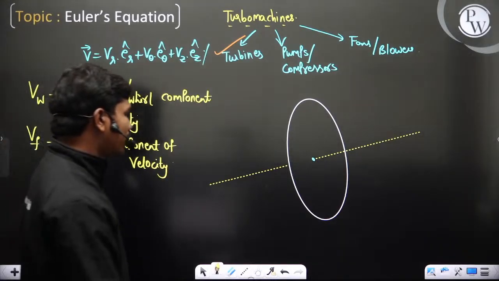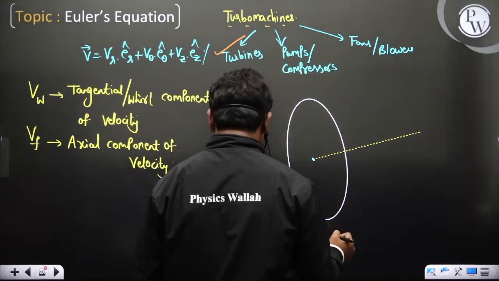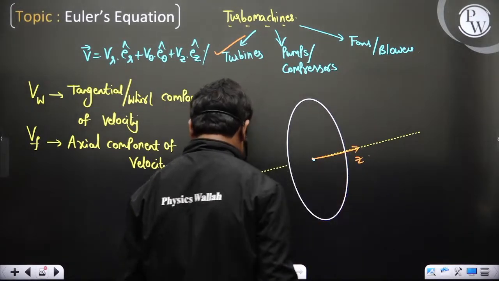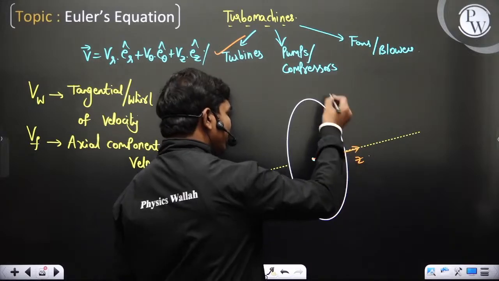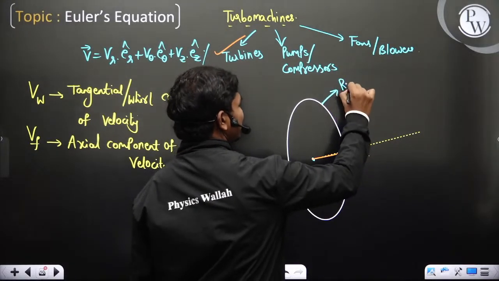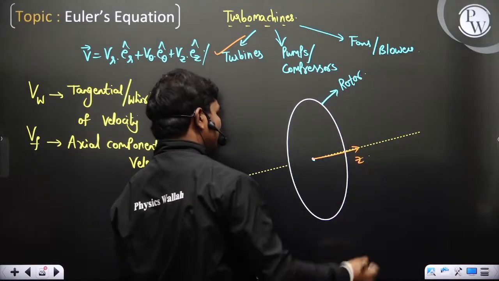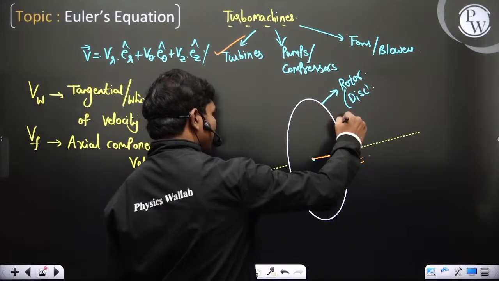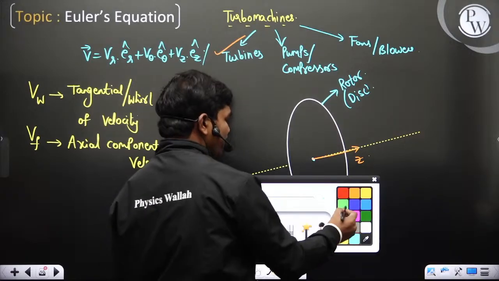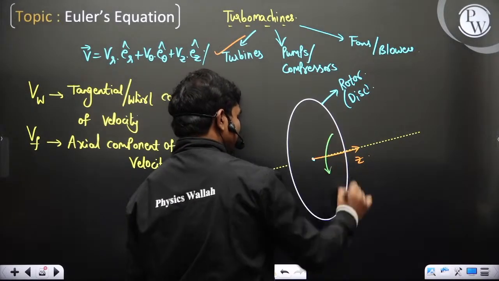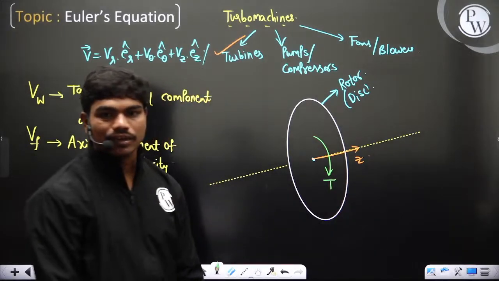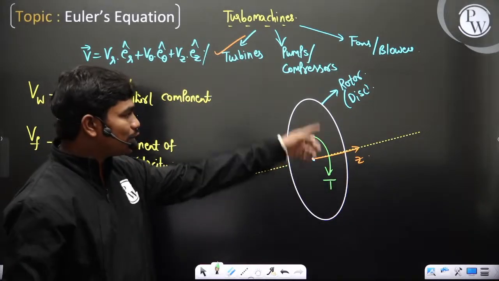Now clearly you can understand, if you want to rotate this disk, for example, if you take this as your z-axis, then some torque should be applied by the fluid on this rotor. If this is a disk, some small rotor, then clearly the fluid, when it's coming and going, because of the change in angular momentum, should be able to apply some torque about this z-axis. Only in that case the fluid will be able to rotate this wheel.